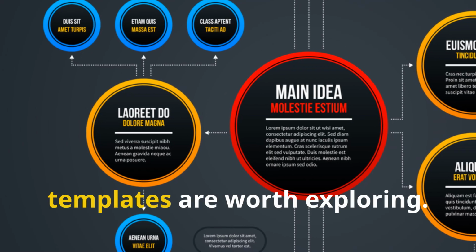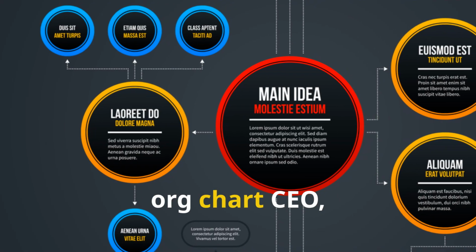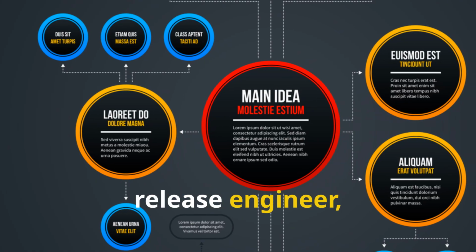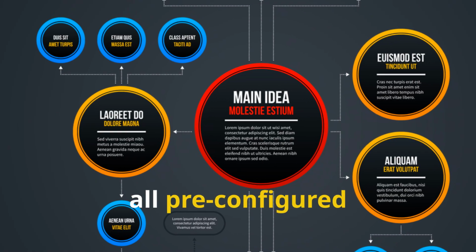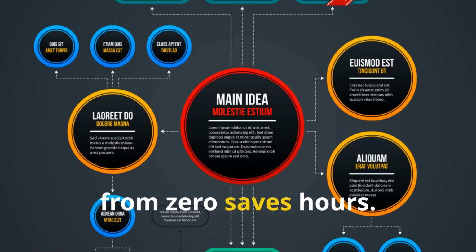Pre-built company templates are worth exploring. The GS Stack template comes with a full org chart. CEO, CTO, QA engineer, release engineer, staff engineer, all pre-configured with appropriate skills. Starting from a template rather than from zero saves hours.